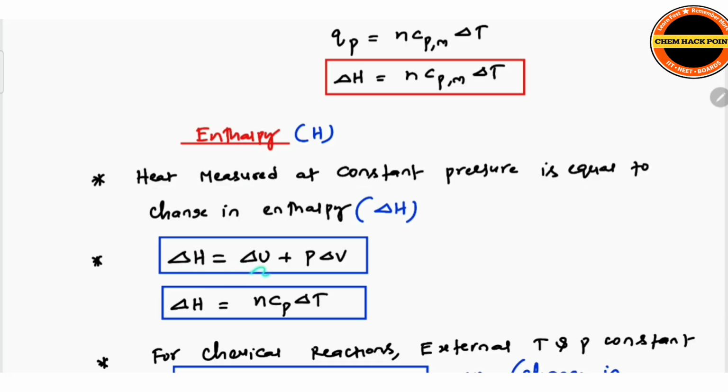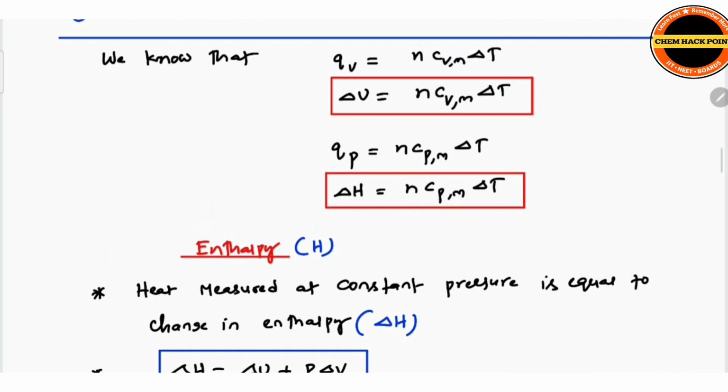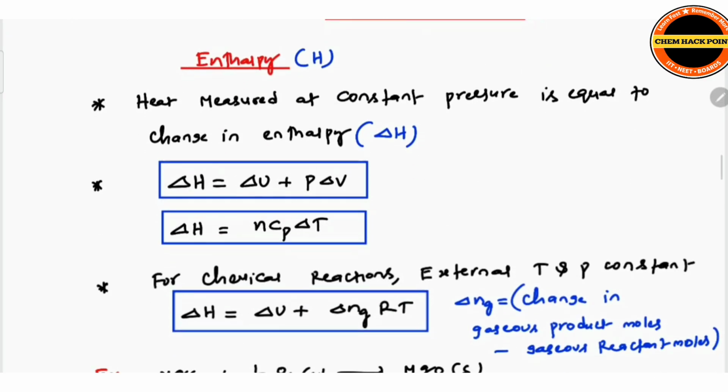Okay, so delta H is equal to delta U plus P delta V. This you have to remember. Delta H is equal to N Cp delta T. Just now we studied here, N Cp delta T.